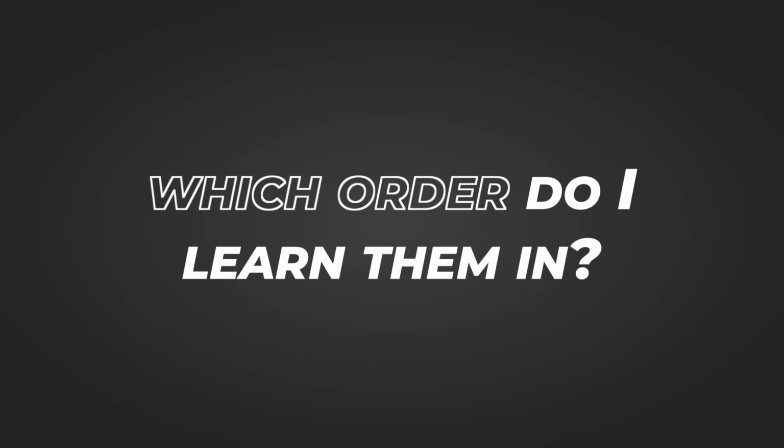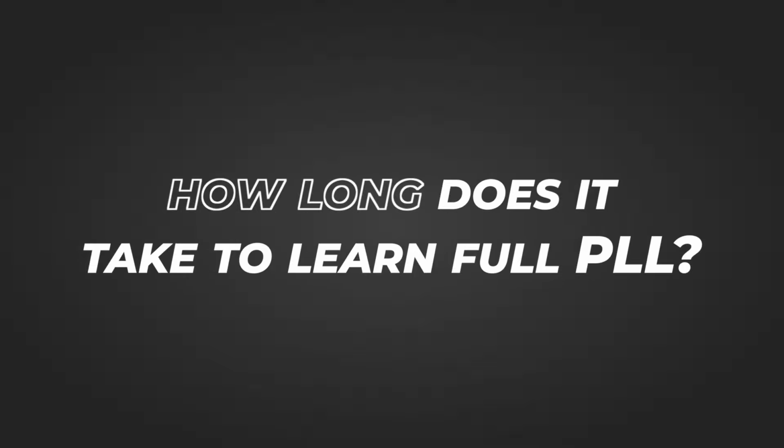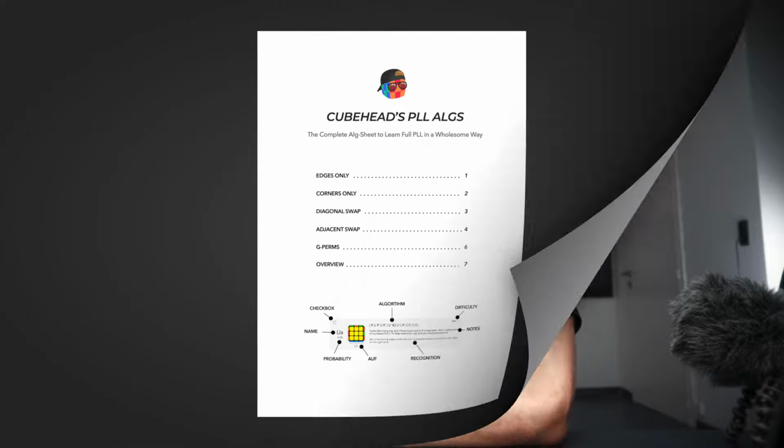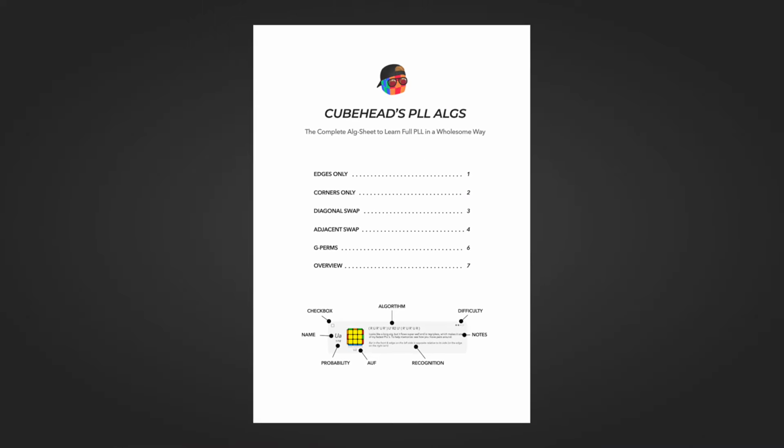And well, now you have all the information, you have all the PLLs, the PDF, you know how to learn them, but you still might have 2 questions. Which order do I learn them in? And how long does it take to learn all of it? For the first question, I advise you to go for the order of the PDF. I grouped the algorithms, which makes it really easy to keep track of progress. And the order of the algorithms somewhat go from easy to more difficult.